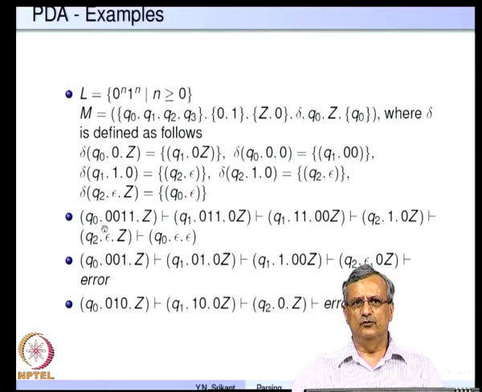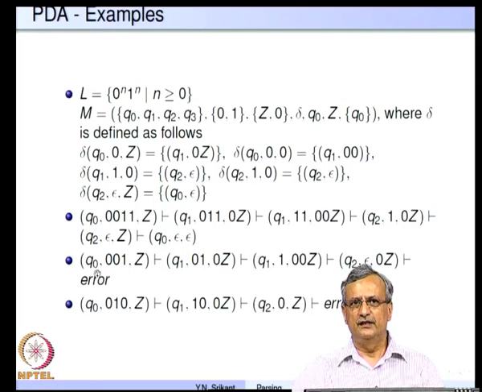So, here is the movement possible: Q 0, 0011, Z; Q 1, 011, 0Z. So, we have pushed a 0, we have pushed a second 0, we have popped the first one against a single 1, we have popped the second one against the other 1, and now we have reached a state where we have nothing on stack and nothing on input. Therefore, this is acceptance by empty stack.